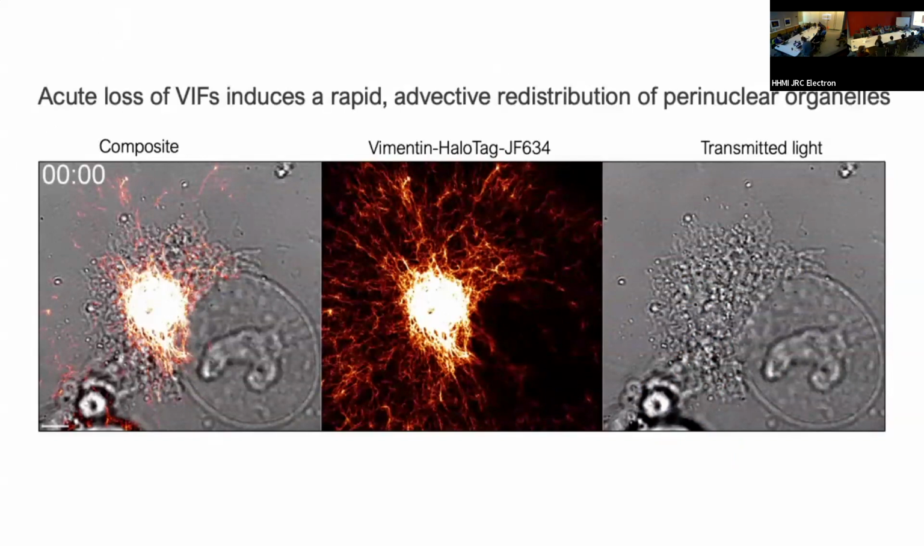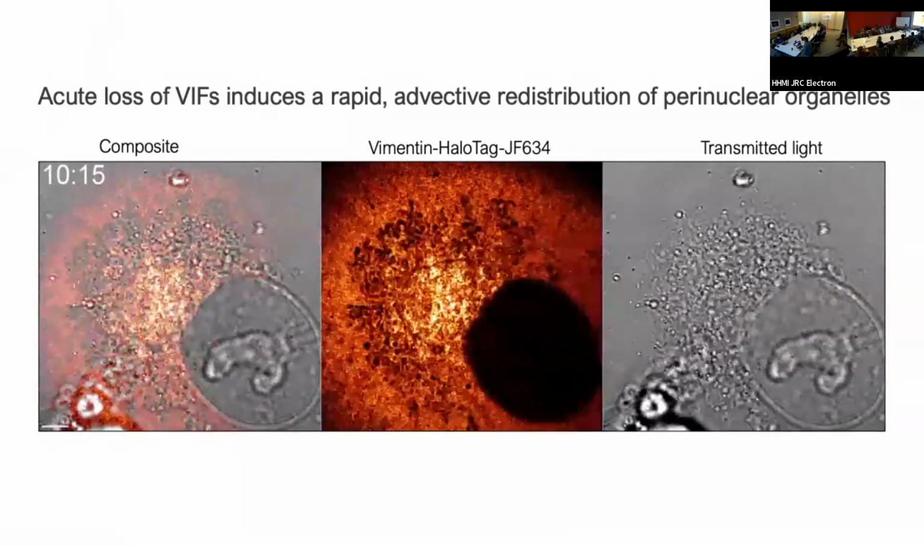Who knows what they are? There's some mitochondria, ER, some lipid droplets, some peroxisomes. When I disassemble vimentin, what you'll see is sort of the radial outward motion of all of those organelles. It's almost an advection of organelles from the perinuclear area. So I'll play that now.